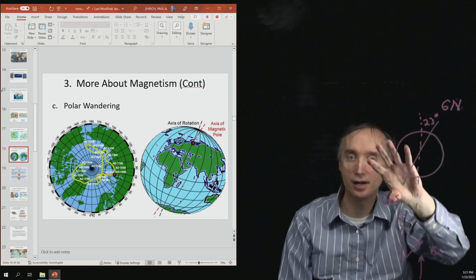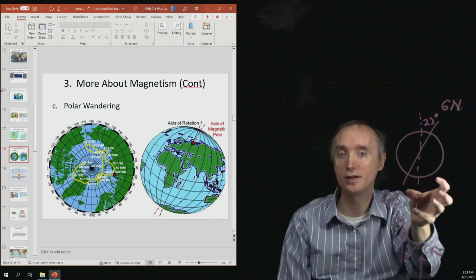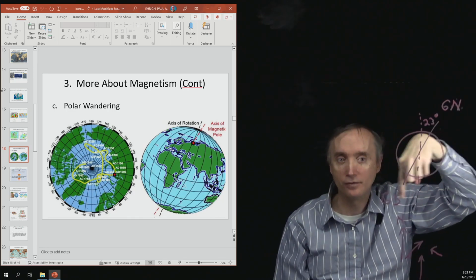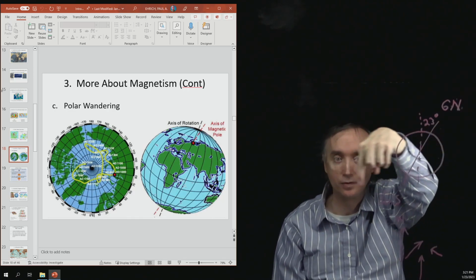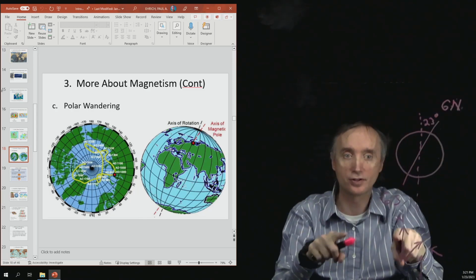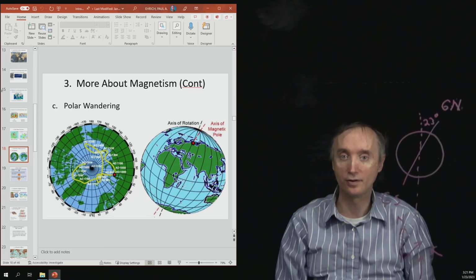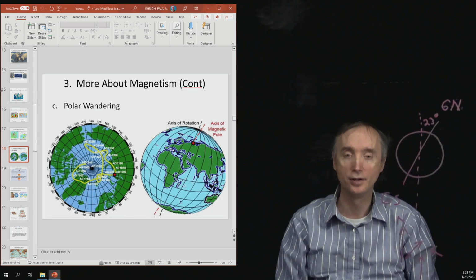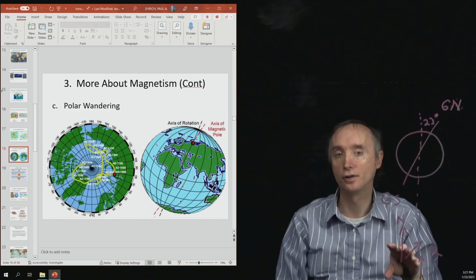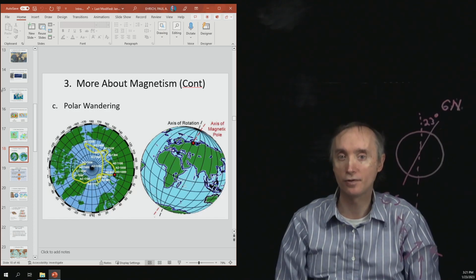The reason it's constantly wandering is that inside the Earth you have the magnetic field caused by the spin of the Earth, but it's also being affected by the convection going on inside the Earth, and it gets pretty complicated. Where does this magnetic field come out? The point is that over thousands and millions of years, the location of the south magnetic pole changes.